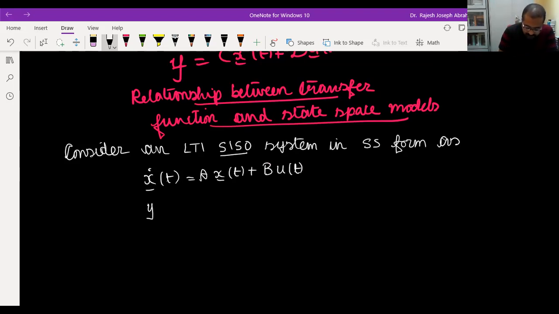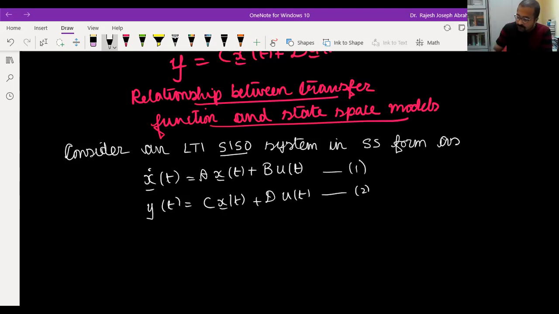Similarly, y of t equals C x plus D u. Why is there no bar under y? Because there is only one output, a single input, single output system. So our u and y are scalars. Let me mark these as equation 1 and equation 2.